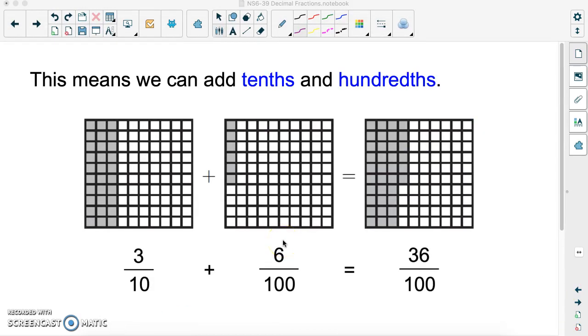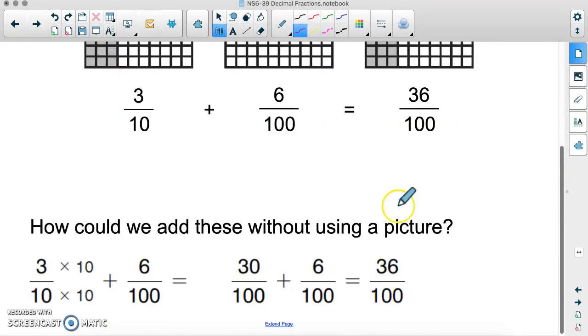So how do we add tenths and hundredths? Well, if we look at these pictures here, if you can add hundredths, and if you can change tenths to hundredths, then you can add tenths and hundredths together. So for example, 3/10 is the same as saying 30 hundredths, and 6 more hundredths here is equal to 36 hundredths. So we can change the tenths to hundredths without using a picture, just by multiplying by 10.